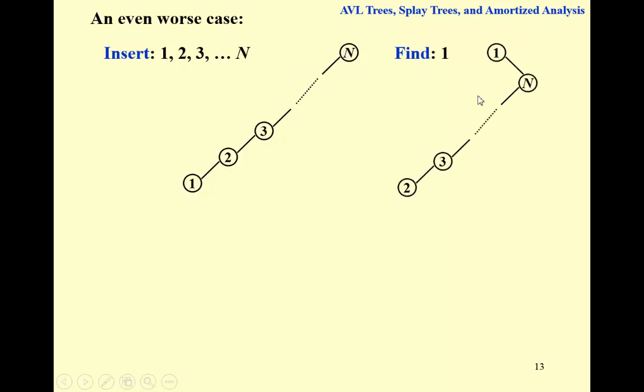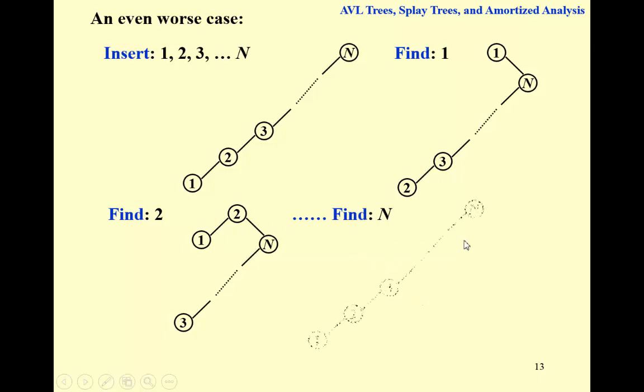So after the rotation, we obtain a tree like this. Next, let's try to find 2. What's going to happen? We're going to take n steps to find 2 and rotate it up to the root and get a tree like this. Alright, now keep doing so until we find n. We're going to get back to this skewed tree. So what is the total complexity for these n operations? It's going to be n squared, right?